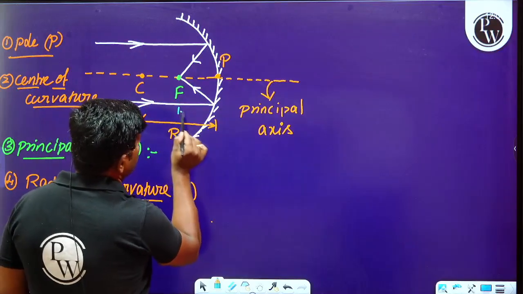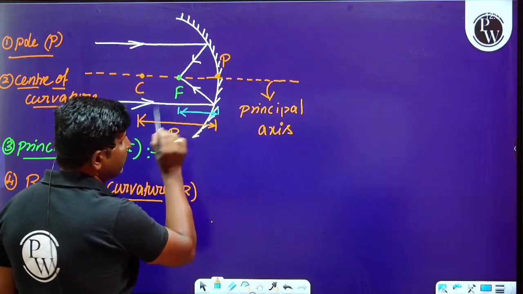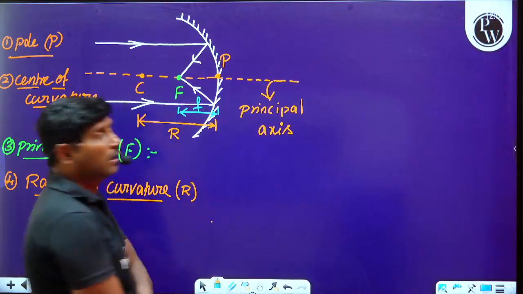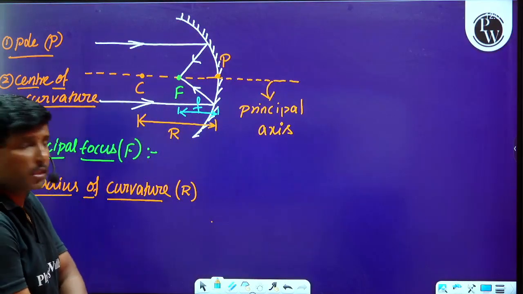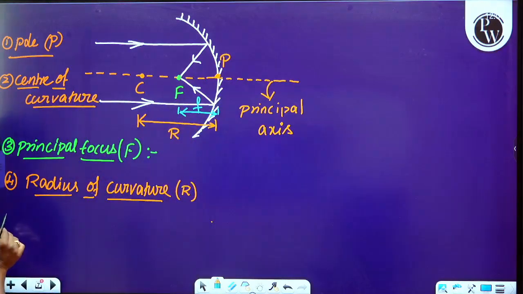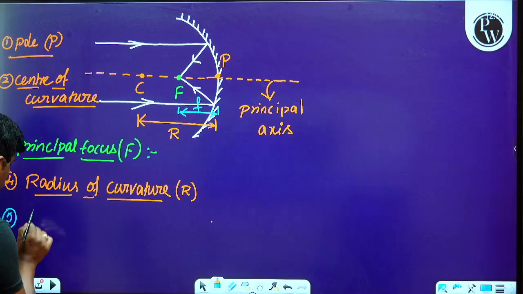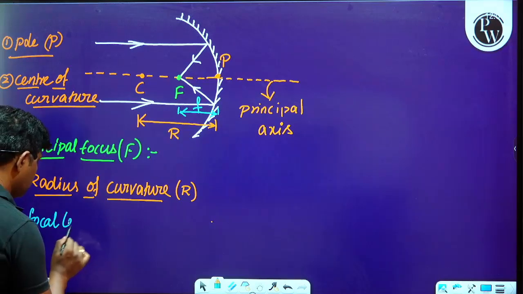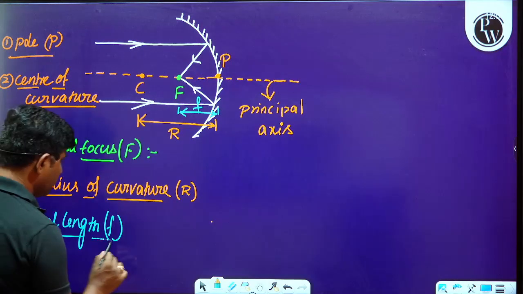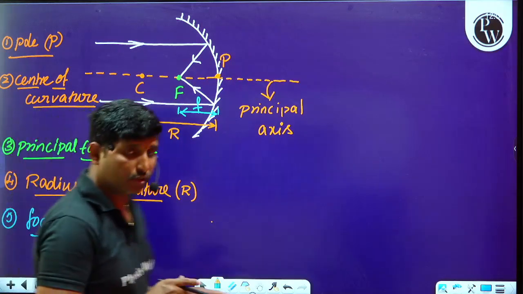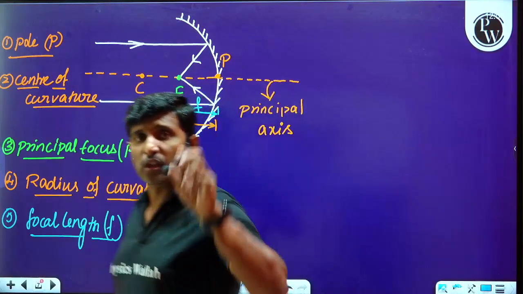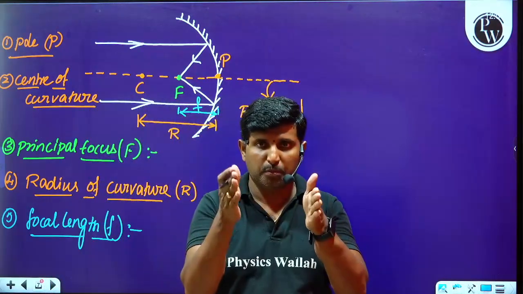And whenever we measure the distance between the pole and the principal focus, we call it the focal length. Please observe this. Focal length is usually denoted by small letter f. It is the distance between the pole and the principal focus. So whenever we observe the ray diagram, please note this point clearly.